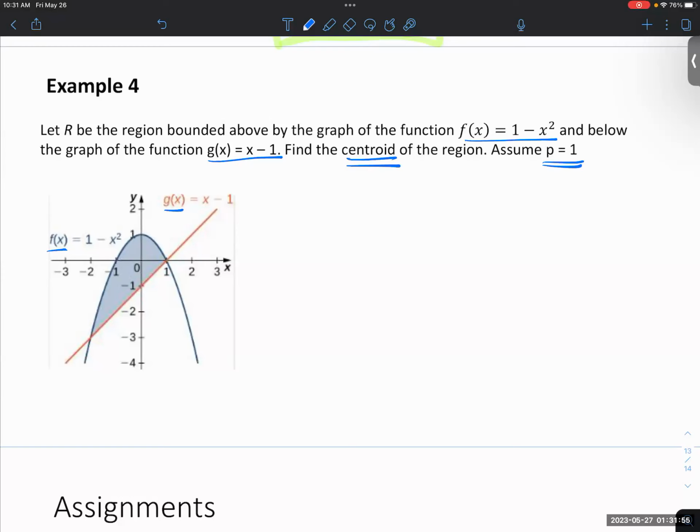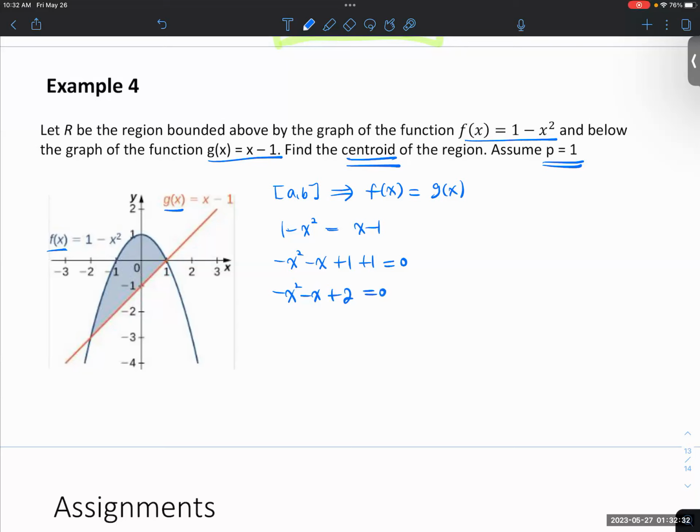So first of all, they didn't give us any a to b. So first, to find a to b, we're gonna say f of x equals g of x, correct? So 1 minus x squared equals x minus 1. I'm gonna move everything to the other side. I subtract x on both sides, and I'm adding 1 on both sides. So minus x squared minus x plus 2 equals 0.